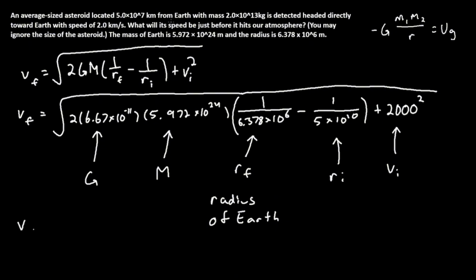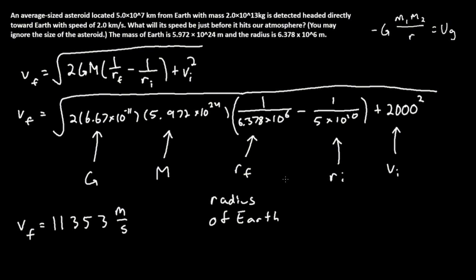Now, once you plug in all these numbers, and hopefully you don't make any mistakes at this point typing all this into your calculator because you've gotten so far already, but once you plug everything into your calculator, you should get the final answer of 11,353 meters per second, which is insanely fast.